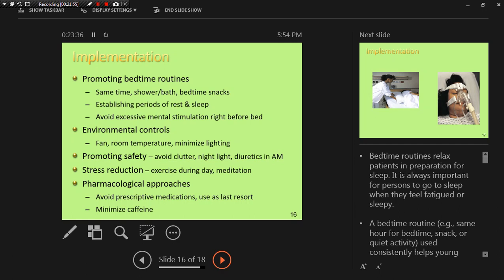Establish good periods of rest and sleep. So we know that patients who nap a lot through the day tend not to sleep as well at night. So it's that fine balance. Yes, when patients are in the hospital, they've had surgery, they're sick, we want them to nap a little bit through the day, but we also want to be cognizant of keeping them awake enough so they sleep well at night.